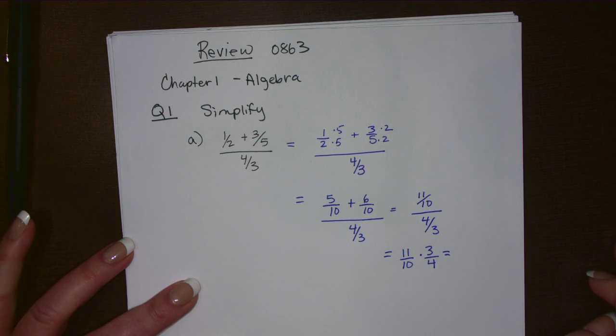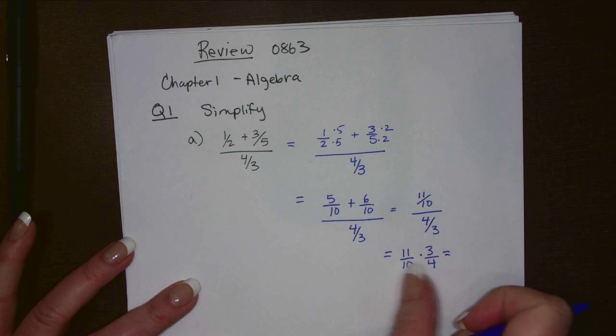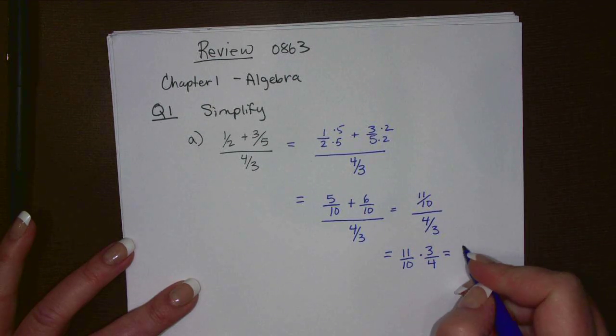Now, at this point, you could say to yourself, does this simplify? Can we cross anything off before making the numbers bigger? And the answer is no. There's no 11 or 3. So this would be 33 over 40, and that would be the answer.